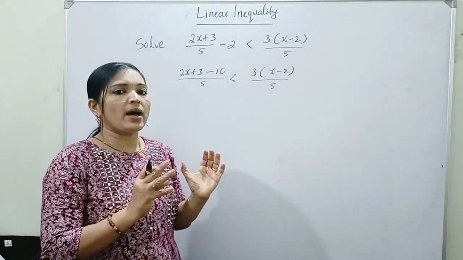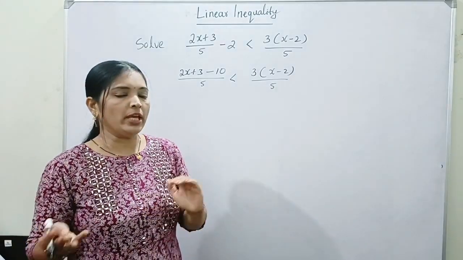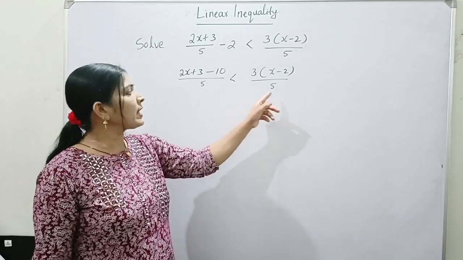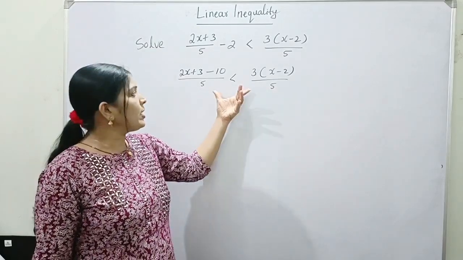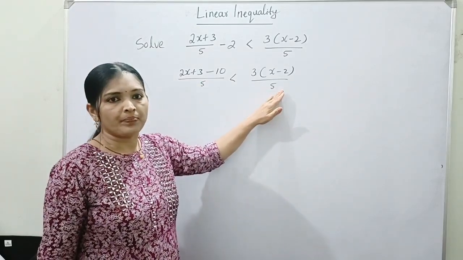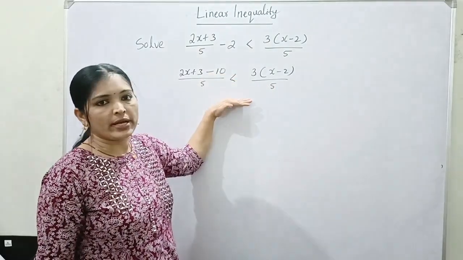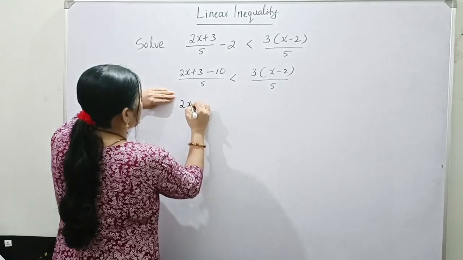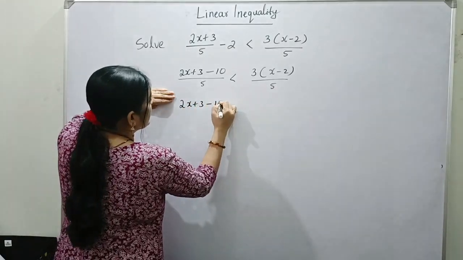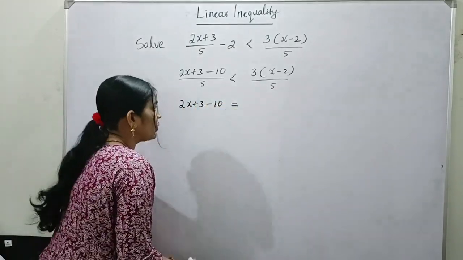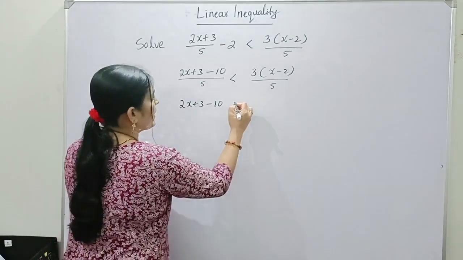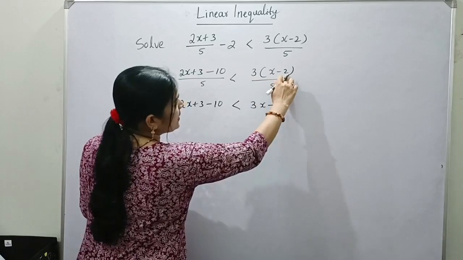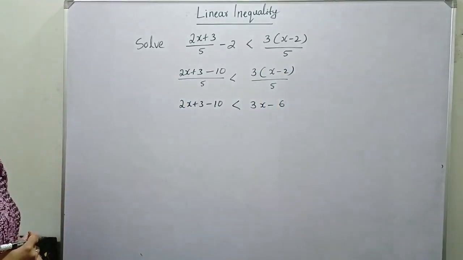So here rules are same as equations. Inequality rules are same as equations. So in equations we will cancel this one, right? So here also we can cancel this 5. So directly you can write the next step. So 2x plus 3 minus 10, less than 3x minus 6. 3x minus 3 into 2, 6.